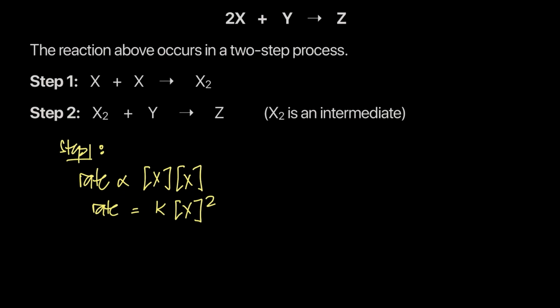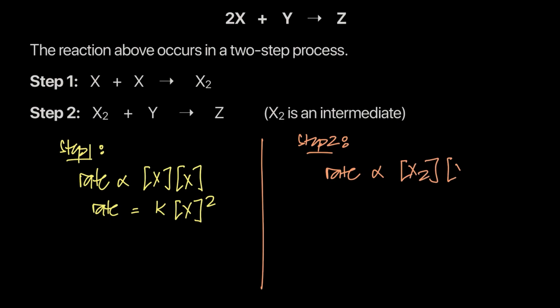I need more space, so I'm going to do this on the right also. Step 2 can also have its rate equation. Because what is step 2? Step 2 is rate proportional to the 2 reactants of step 2, x2 and y. So that's the rate relationship for step number 2, and this is the relationship for step number 1. Each step has its own rate equation.